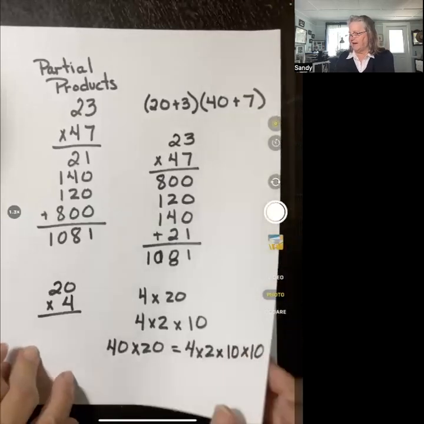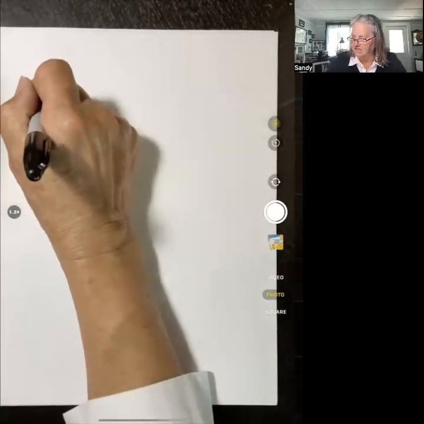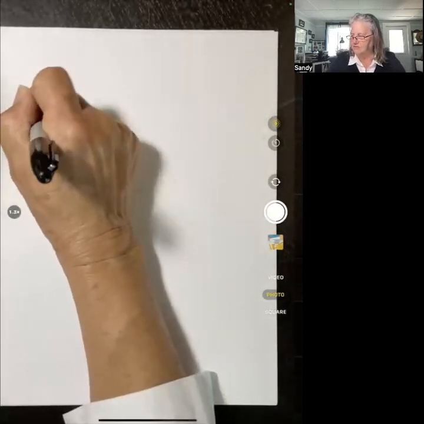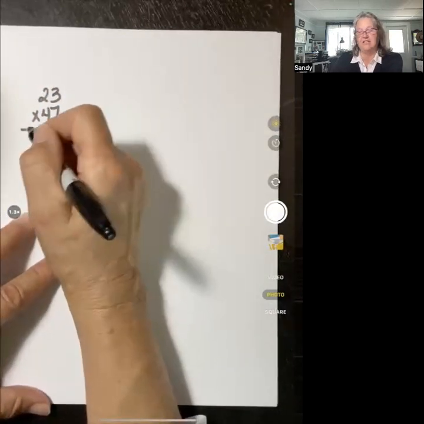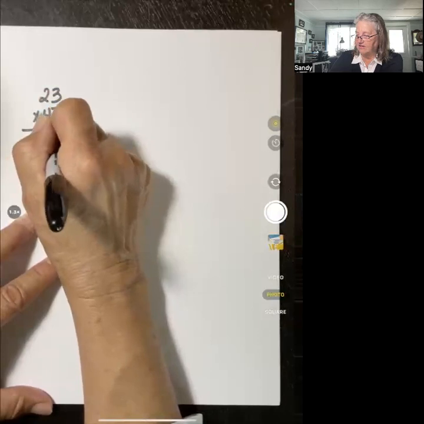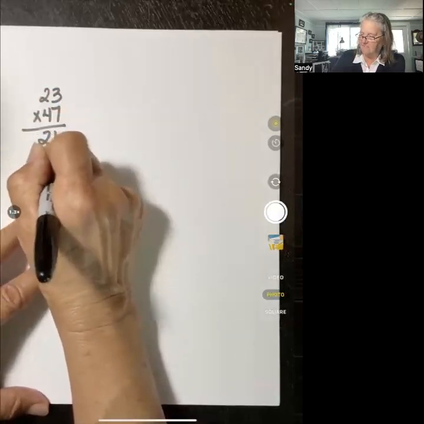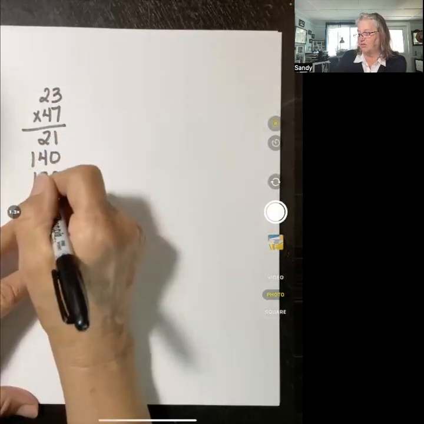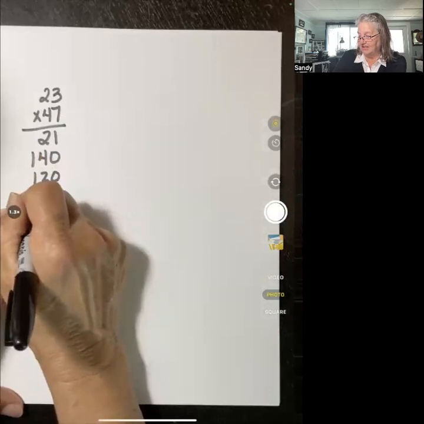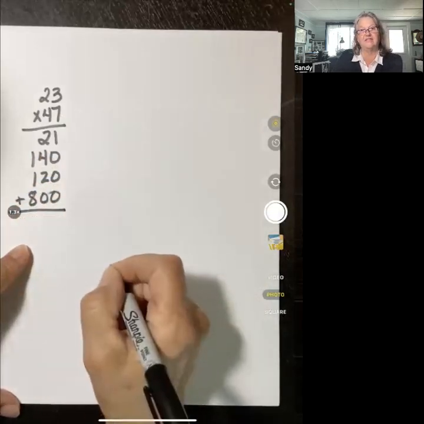Now let's go back, and I'm going to do that partial product again, and we're going to still look at 23 times 47. And when I did it the last time, I worked right to left, 7 3s, 7 20s, 3 40s, and 20 40s or 40 20s, either way. Those were my partial products.